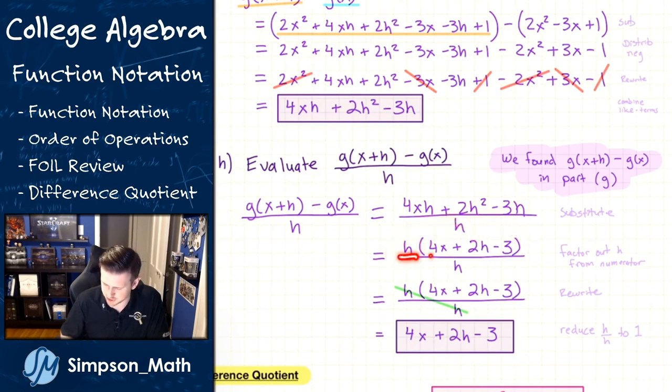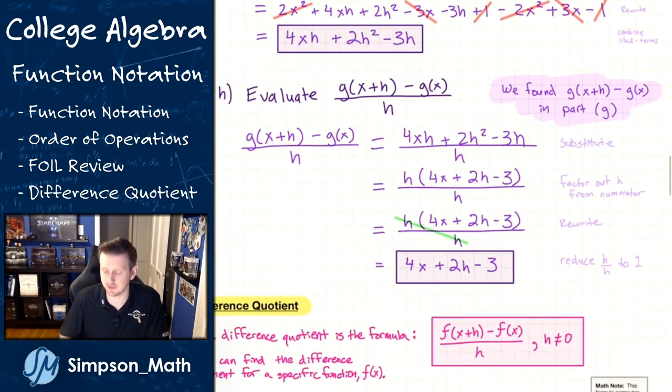So what is h times 4x? Well, it's 4xh. What is h times 2h? Well, h times h is h squared, times that 2 would be 2h squared. And what's h times negative 3? Negative 3h. So yeah, we did that right. Me, your professor, the master's of mathematics, every time I pull out the GCF, I typically just do a quick mental distribution to make sure that I did that right.